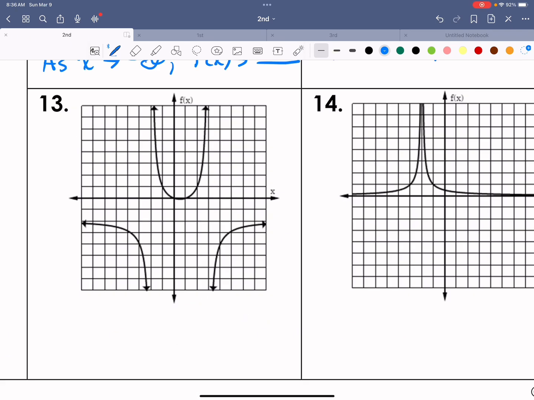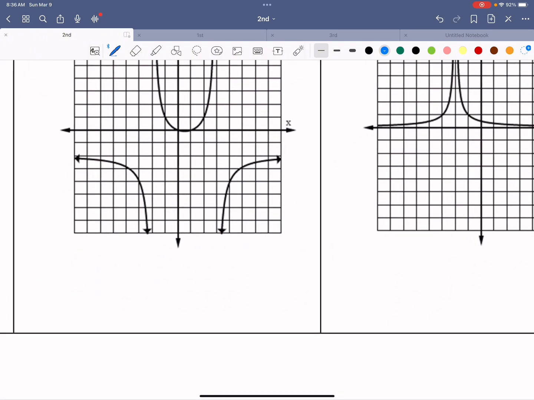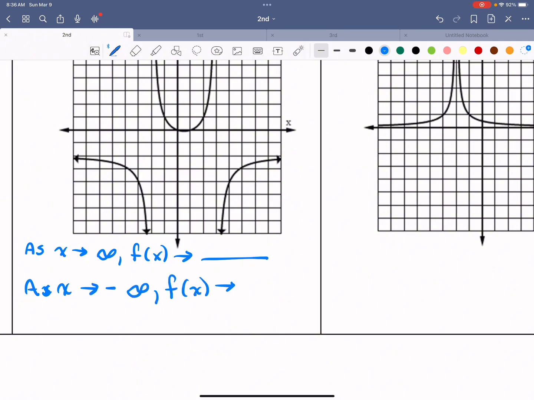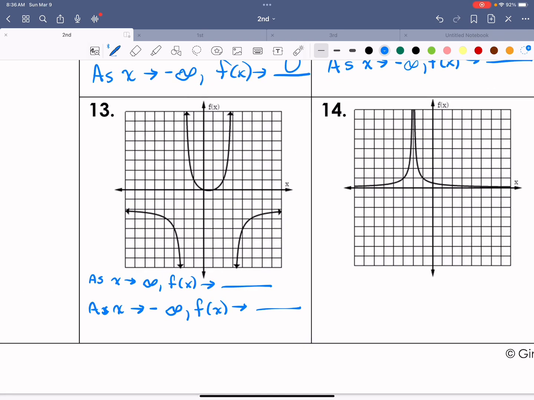Okay, let's look at number 13. Let's get it set up. As x approaches infinity, f of x approaches blank. And as x approaches negative infinity, f of x approaches blank. So let's look at our graph. Now, all three pieces of the graph are the same thing. So as the graph goes to the right, what is the end behavior of the graph? This actually doesn't have any more behavior left to right. It just goes straight up. So we're not really going to worry about it.